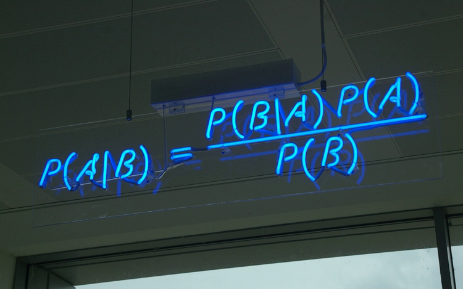P(A∩B) = P(A|B)P(B) = P(B|A)P(A), so P(A|B) = P(B|A)P(A)/P(B) if P(B) ≠ 0.